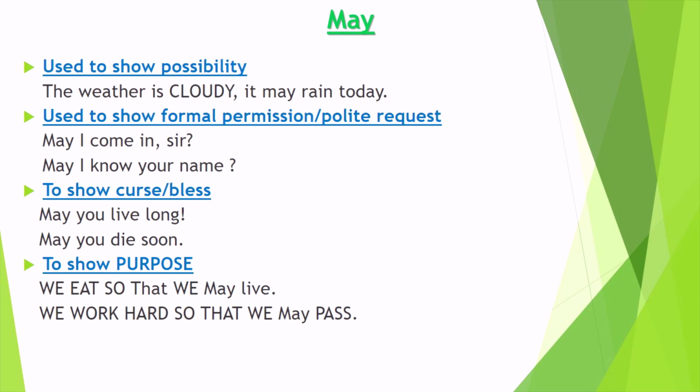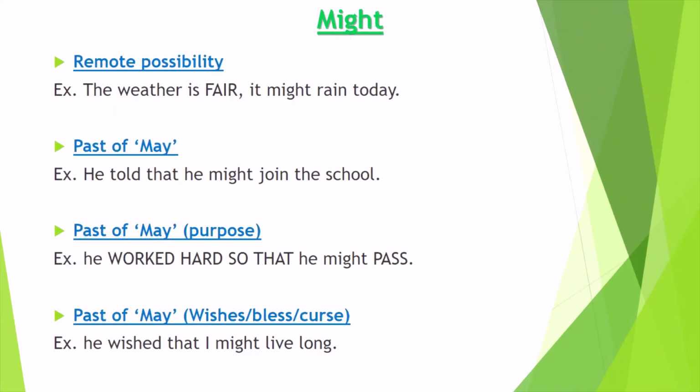One more thing is that whenever we talk about purpose, meaning there should be a kind of cause and purpose both, in that situation also we use may, like we eat so that we may live. So why may we live? What is the cause? The reason is given, we eat. So what is the purpose of eating? That is mentioned, we may live. So whenever we require to mention the purpose, we use may. As about remote possibility, we have already talked about might.